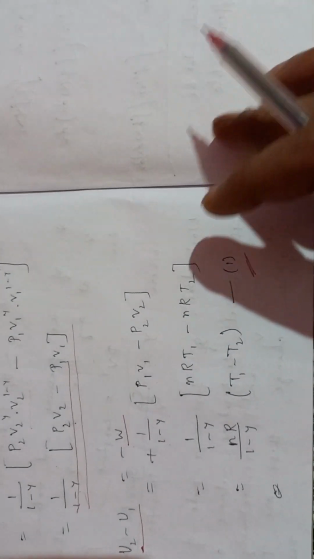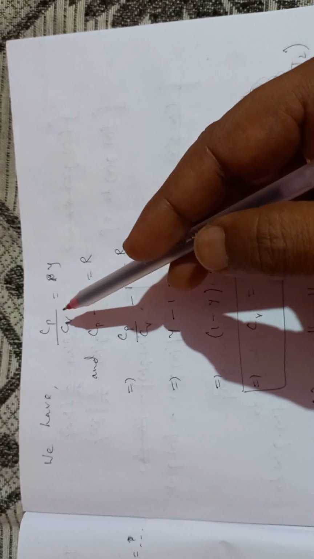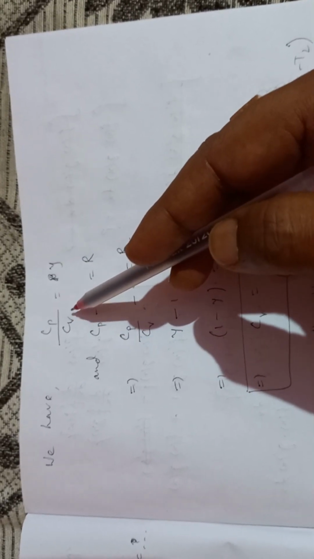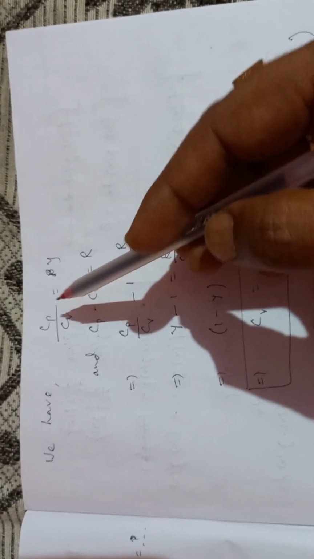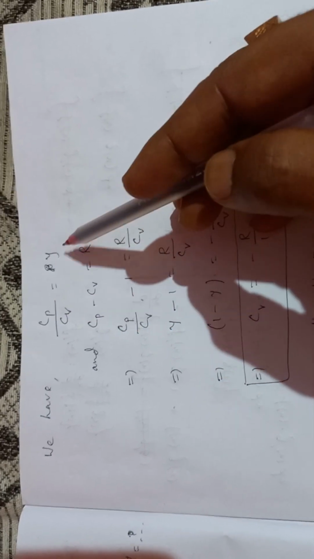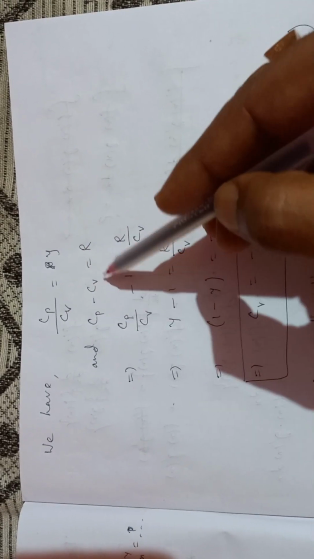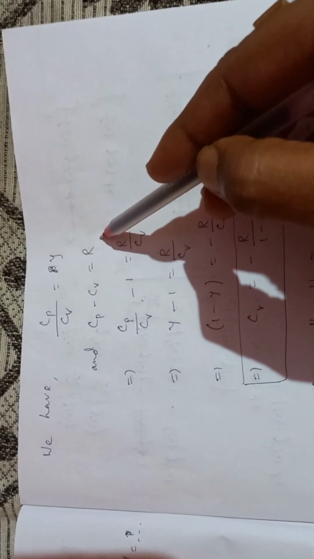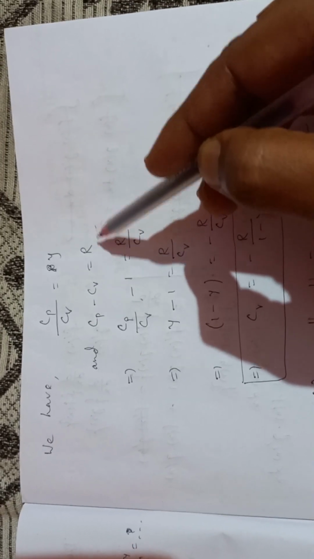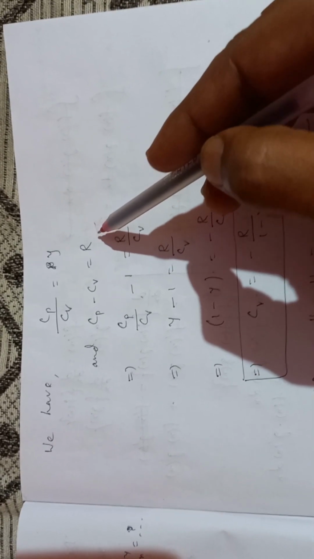Now we will try to find out the relation between R and gamma. From the specific heat relations at constant pressure and at constant volume, we know that Cp by Cv is equal to gamma and Cp minus Cv is equal to R. This is the ideal gas constant.